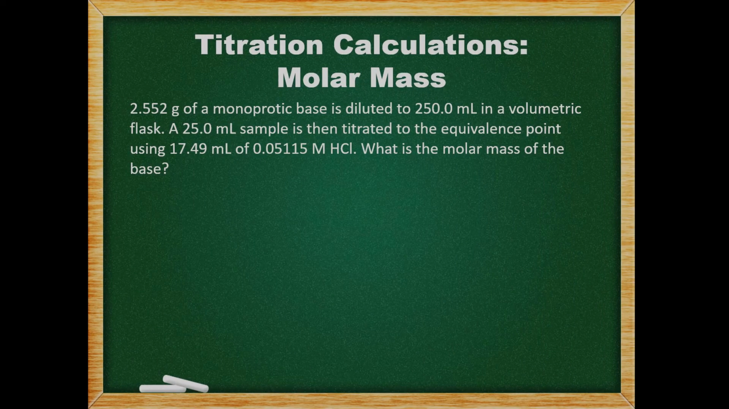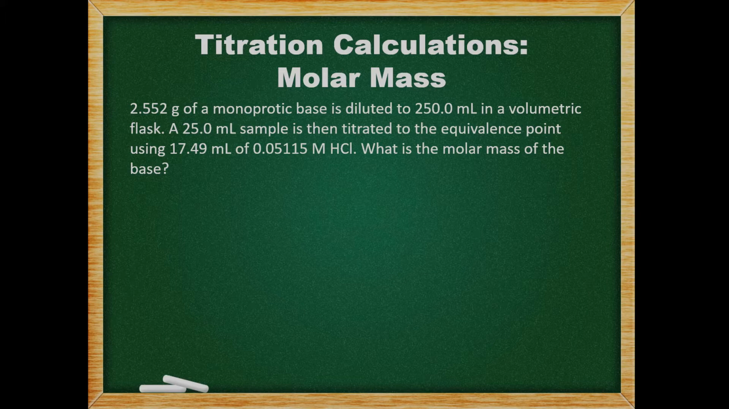A 2.552 gram sample of a monoprotic base is diluted to 250 milliliters. A 25 ml sample is then titrated to the equivalence point using 17.49 ml of 0.05115 molar hydrochloric acid. What is the molar mass of this base?